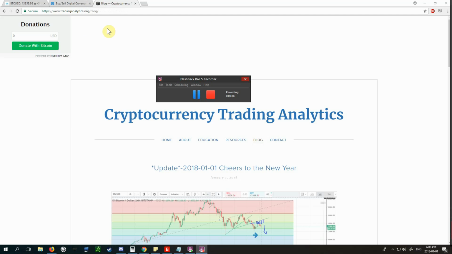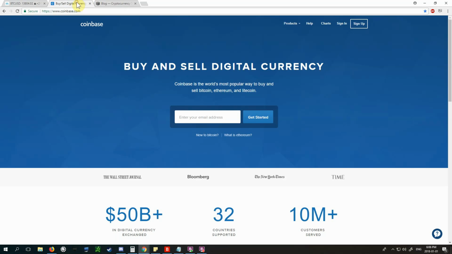So to start off, I'd like to go over where people who are new into the space can go to buy Bitcoin. The premier flagship site at the moment is Coinbase, although people will note that they have fairly higher fees than other exchanges. But as a good starting place, Coinbase is probably the best.